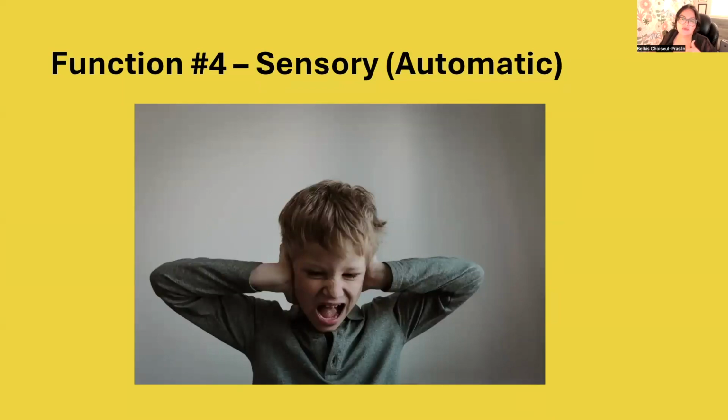These behaviors can include rocking back and forth, flapping hands, humming or making vocal sounds, covering your ears, tapping repeatedly, shaking your legs repeatedly, repeating phrases. There's so many different behaviors that kind of fit into this category, and they happen automatically. You don't really even notice that you're doing them.